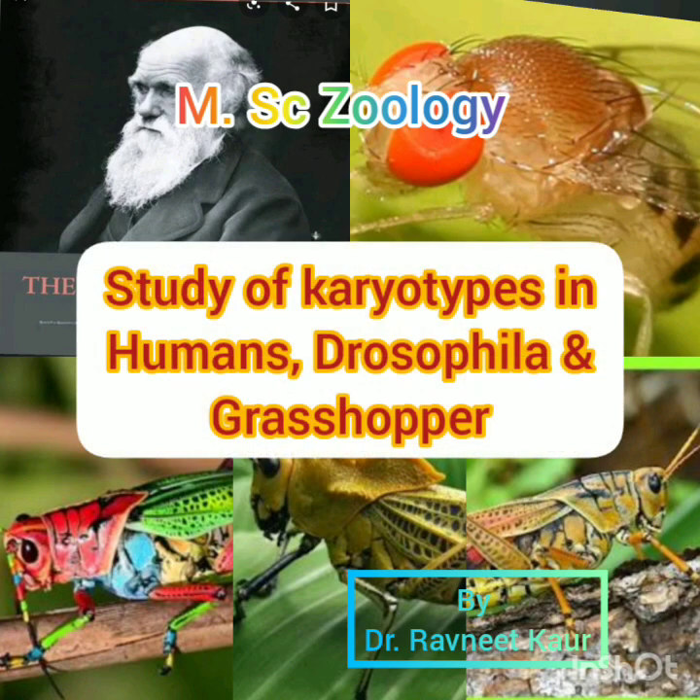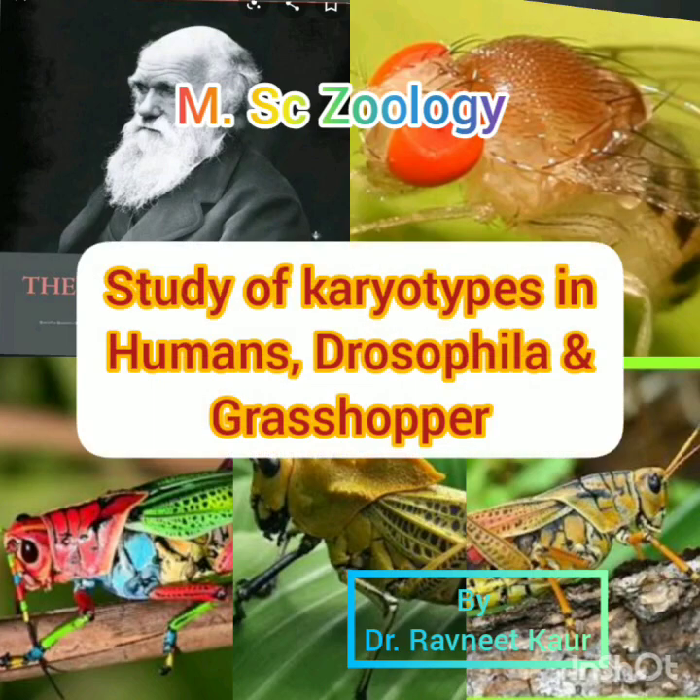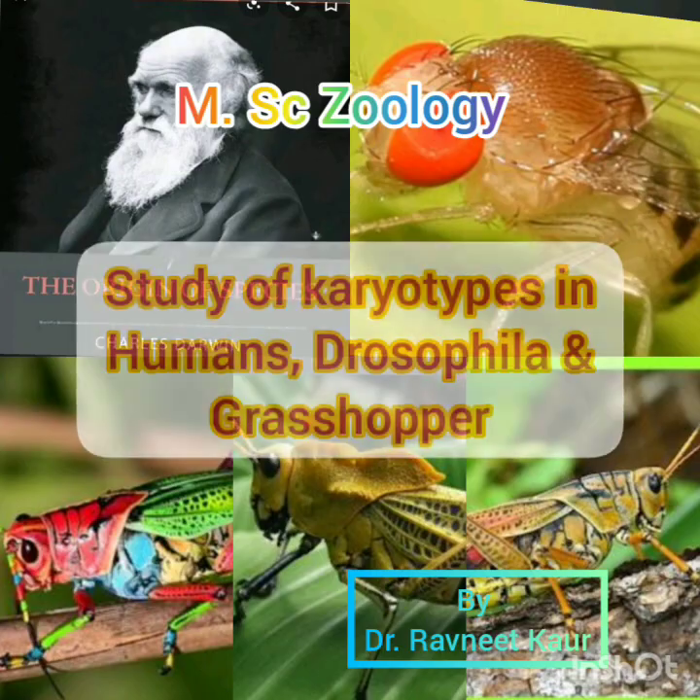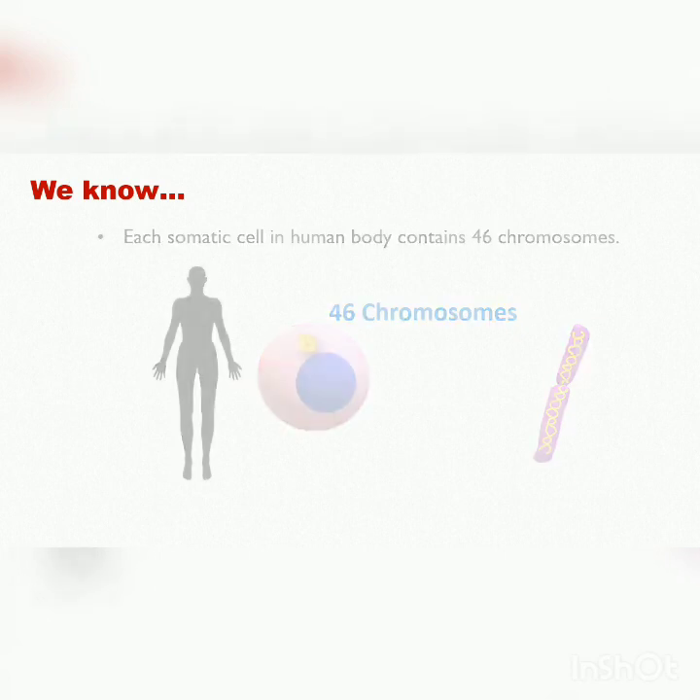Hello students. So today we are going to study a new topic, that is study of karyotypes from humans, Drosophila and grasshopper. So let us recall some important topics that we need to know to proceed with the karyotype study. As we know, each somatic cell in the human body contains 46 chromosomes and each chromosome represents a single linear double-stranded DNA molecule. So they are normally present in a relaxed or decondensed state.